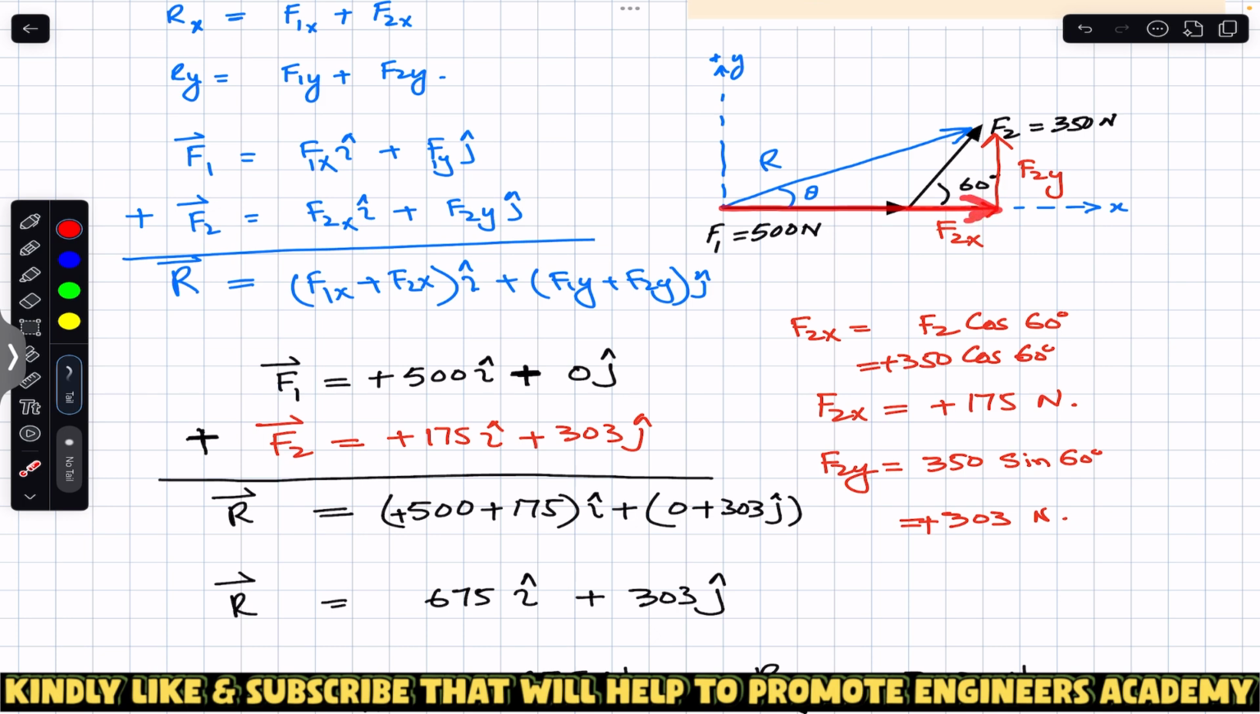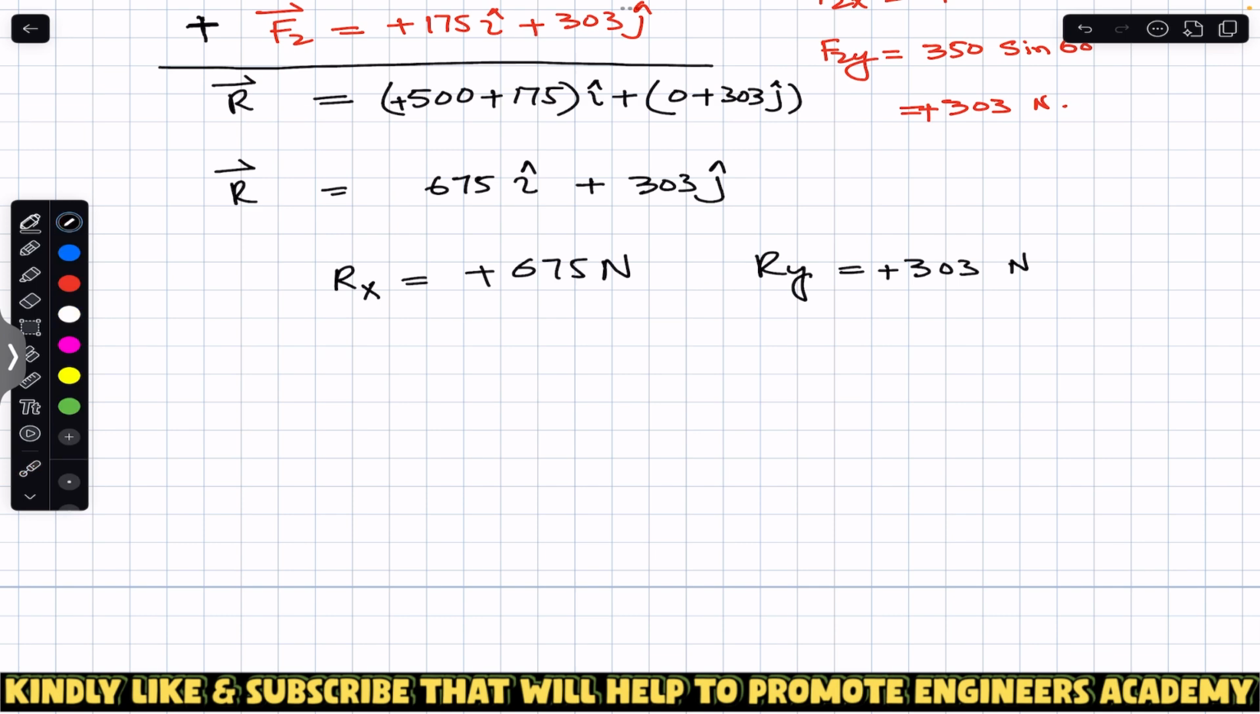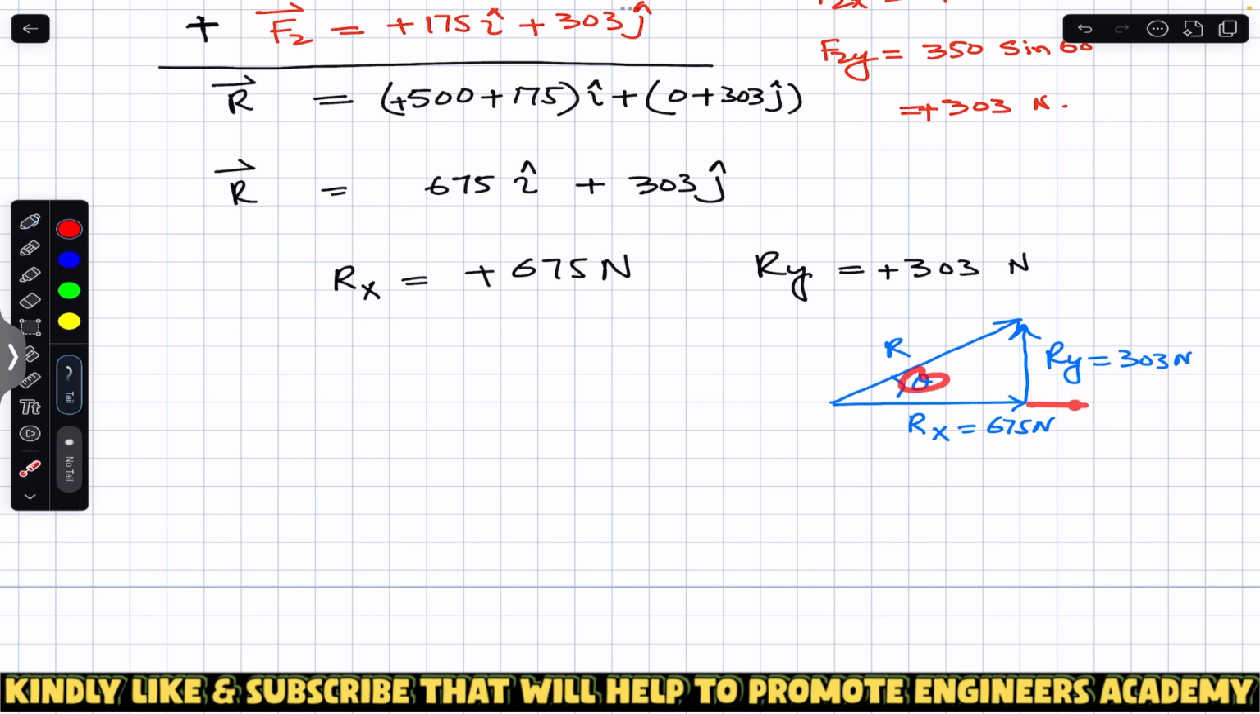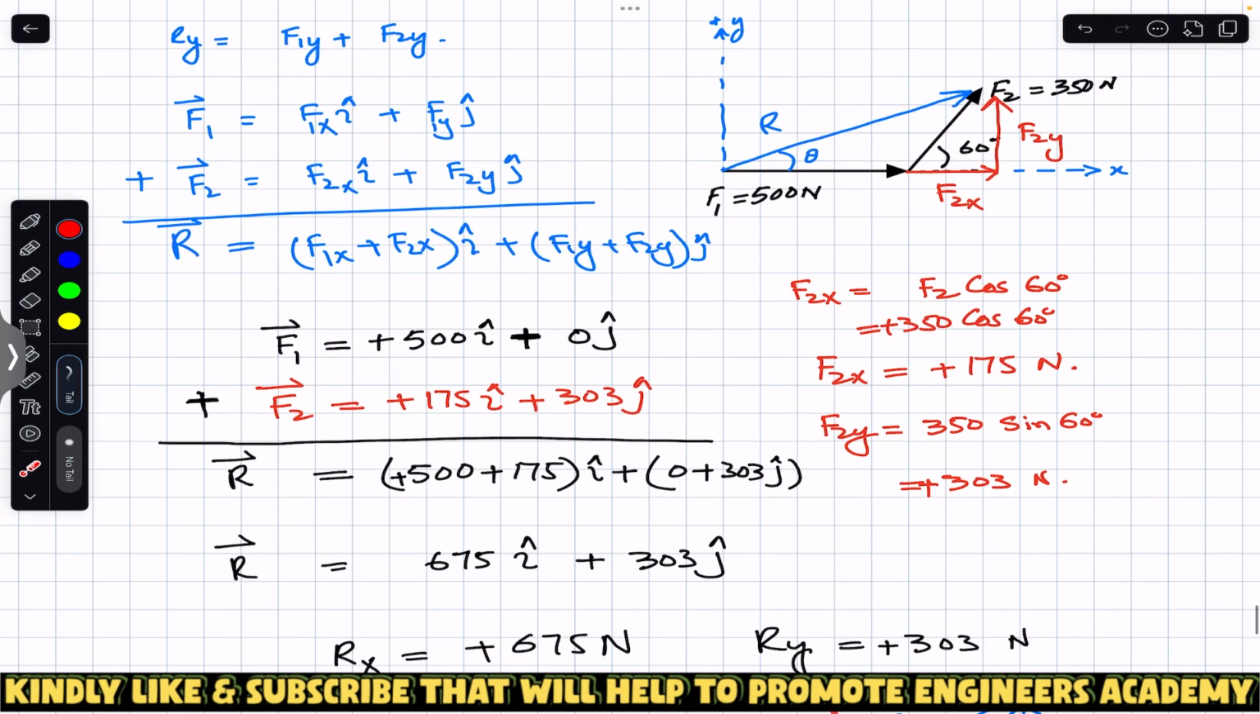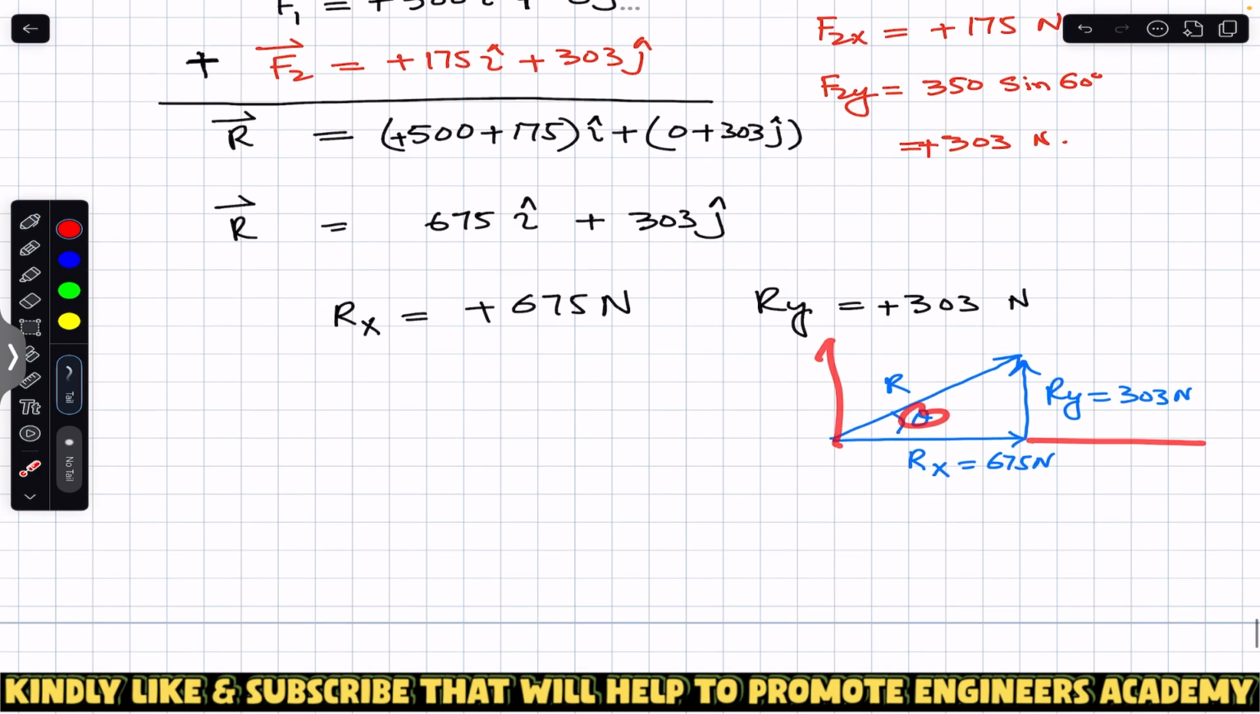which will be equal to the sum of 500 plus f2x, and then we will have our y in this direction. So we can say that if the resultant is acting in this direction, we will have our x in the positive x direction, and our y in the positive y direction. Now our x is 675 Newton and our y is 303 Newton, and we have to find the resultant magnitude. So we can use the Pythagoras theorem, and we are also required to find the angle theta of the resultant with the positive x-axis. So we need to find this angle theta as well with the positive x-axis.